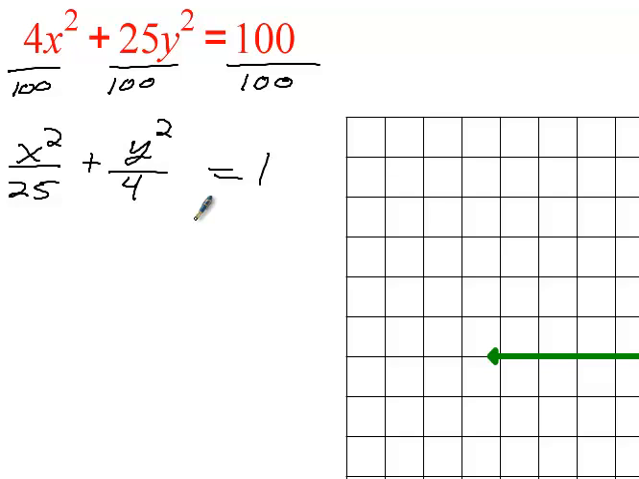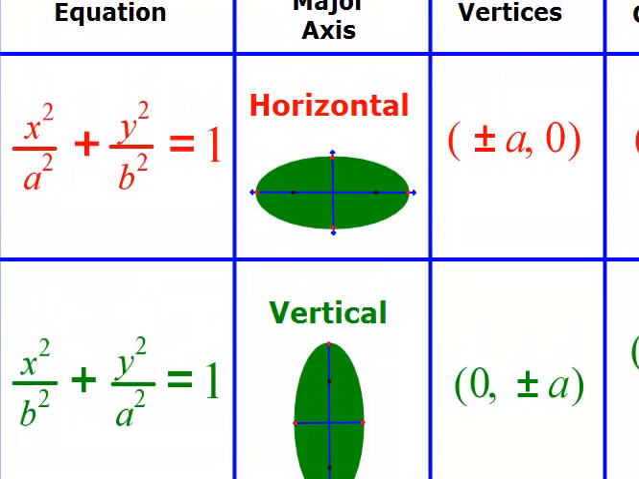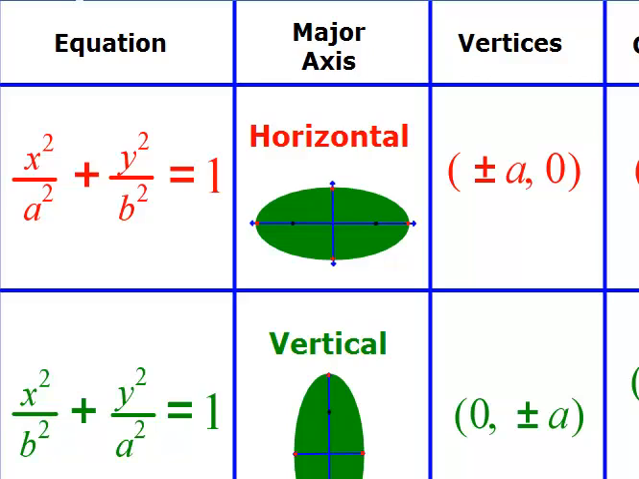So a is always the bigger number. So which number is bigger, the number under x squared or the number under y squared? Under x squared, right? So if you come over here, that tells you which formula we use. So where's the a at? Under x, right? So I'm using the horizontal formula. Is everybody okay with how I determine that?